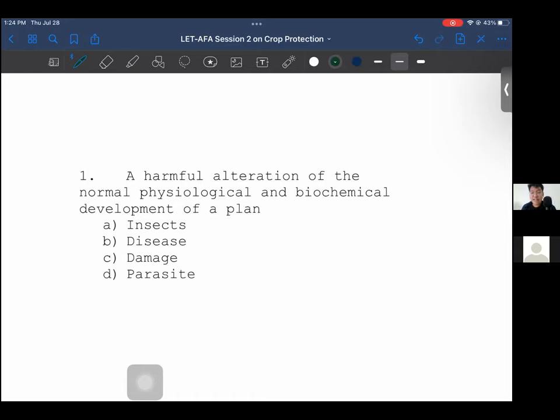So yes, the correct answer is letter B, which is disease. So it is a harmful alteration. The keyword here is alteration. Alteration means, you know, changes. Harmful is also dangerous daw. So it means hindi siya normal, of the normal physiological and biochemical development of a plant. So bakit hindi insects, bakit hindi damage, bakit hindi parasite?